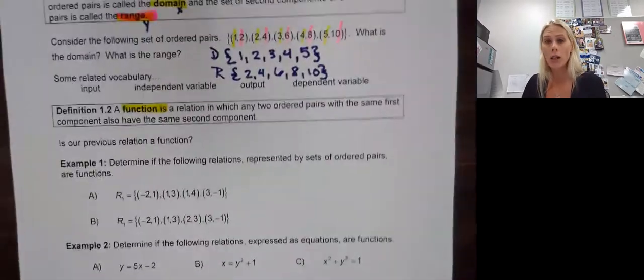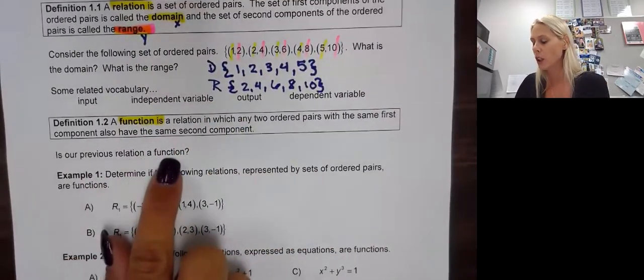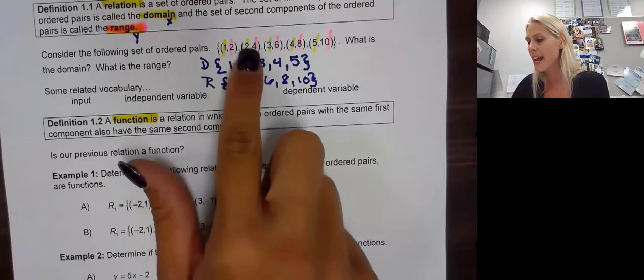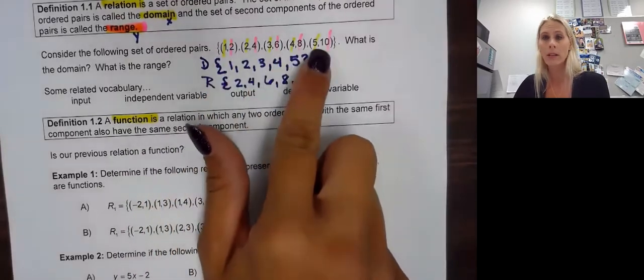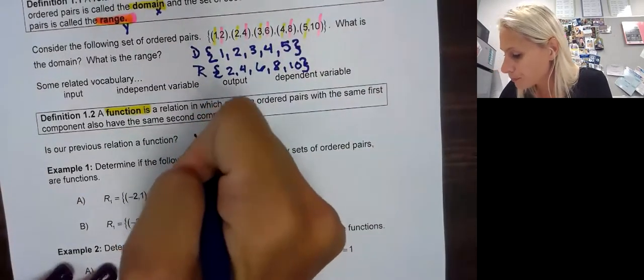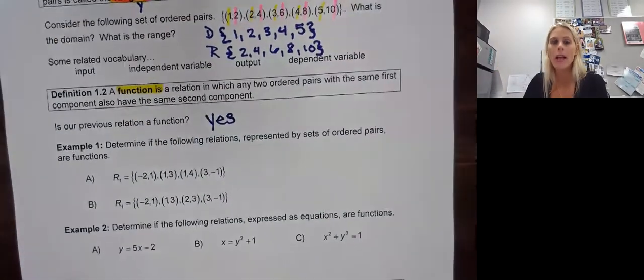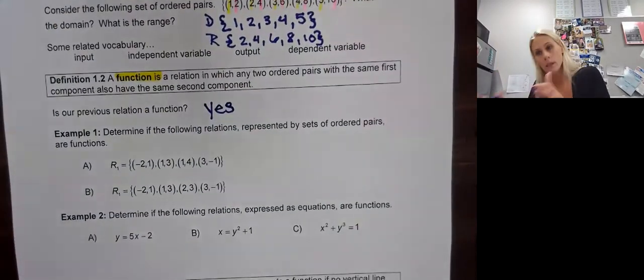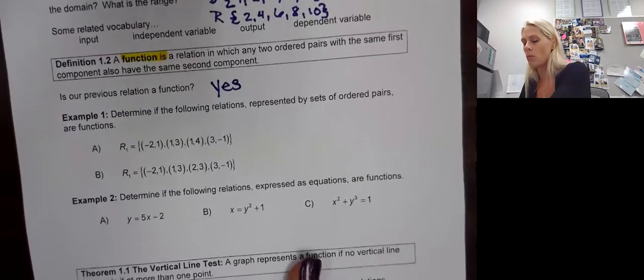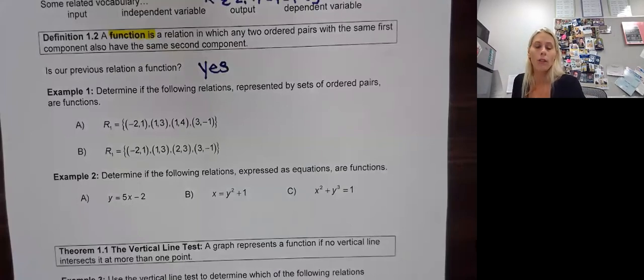So let's talk about this here. Is our previous relation a function? Well, first of all, did any of our x's repeat? No, they didn't. So right away, this is a function. Okay, the x did not repeat. Now we might go into a little trickiness, so watch what we're doing. Determine if the following relations represented by a set of ordered pairs are functions.